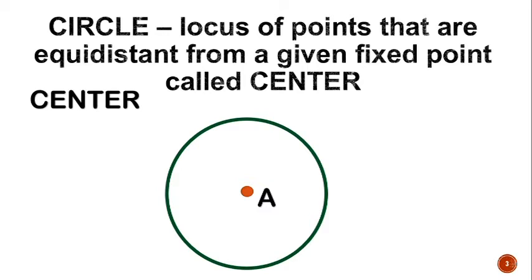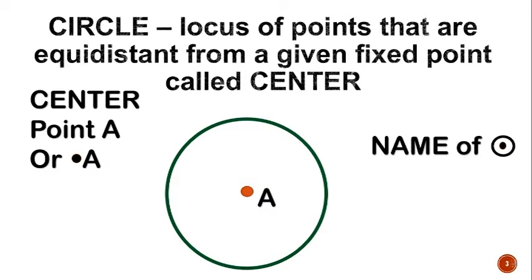So, nasan ba yung center? In this circle, point A is what you call the center. Okay? And if you are to name the circle, you also make use of that center. And it can be called circle A. So in this case, for circle A, this is the symbol. This is how it's written. This is how it's read. Okay?